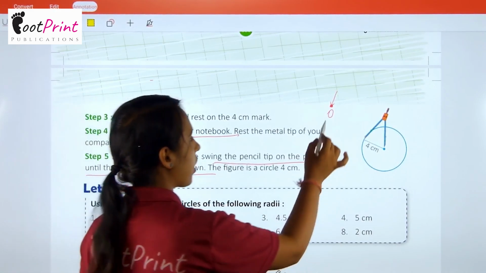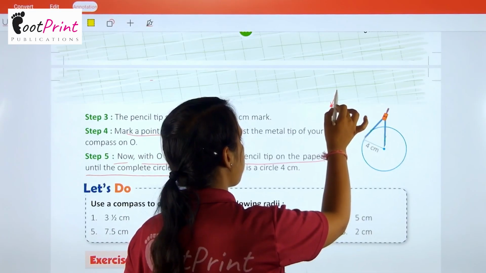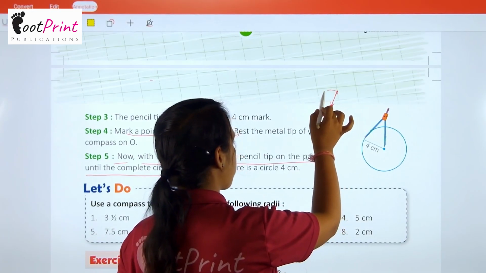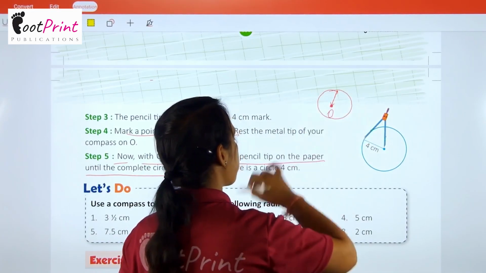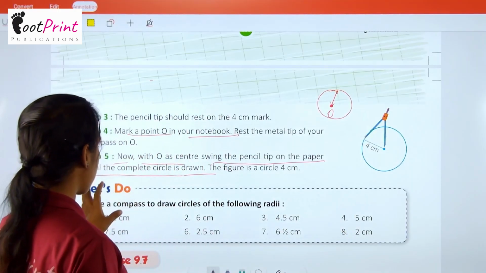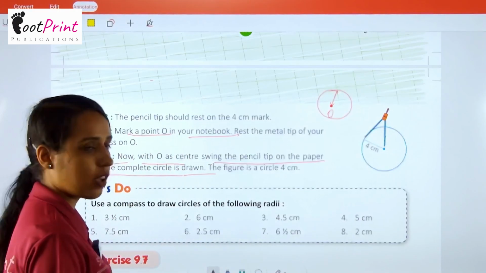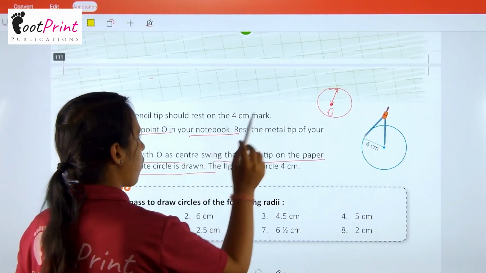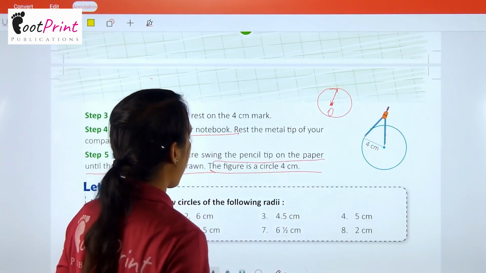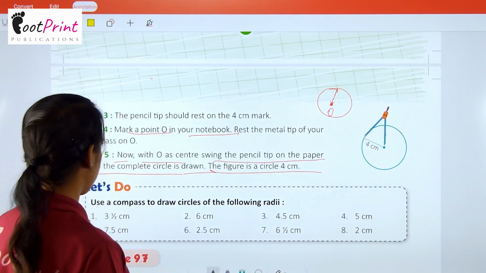अब हमें क्या करना है, यहाँ से मेटल टिप और पेंसिल टिप जहां भी आ रही है, जितना हमने ओपन किया था उसको जब तक हम स्टार्टिंग पॉइंट पे नहीं चले जाते हैं, जब तक उसको कंप्लीट रोटेशन कराना है, ठीक है। तो जो फिगर ऑब्टेन होगी, we can say that the figure is a circle of 4 centimeter radius.